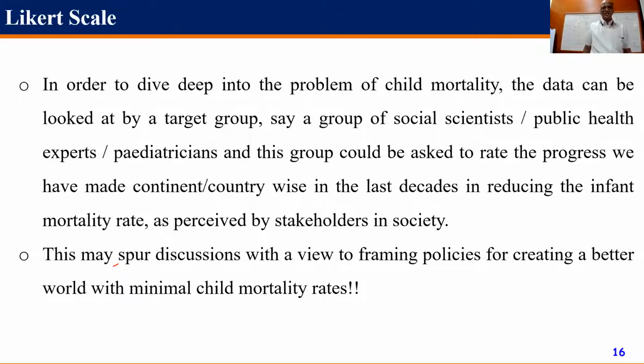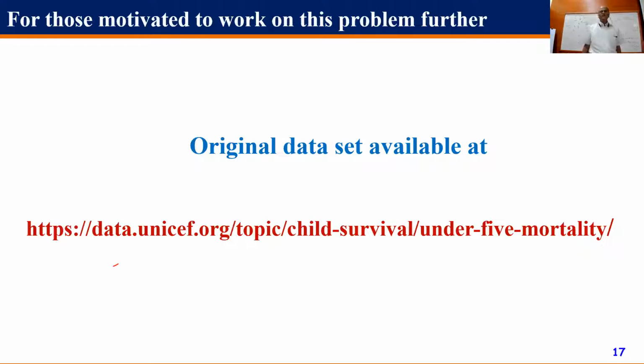This may spur discussions with a view to framing policies for creating a better world with minimal child mortality rates, which is a very, very noble objective. All right. Now, the original data set is available at data.unicef.org, topic child survival, under 5 mortality. So this is for those people who are motivated to work on this problem further. Don't worry that I'm not presenting an example in atmospheric science. This example is only an excuse. Once you learn the technique, you can apply it to any data set.